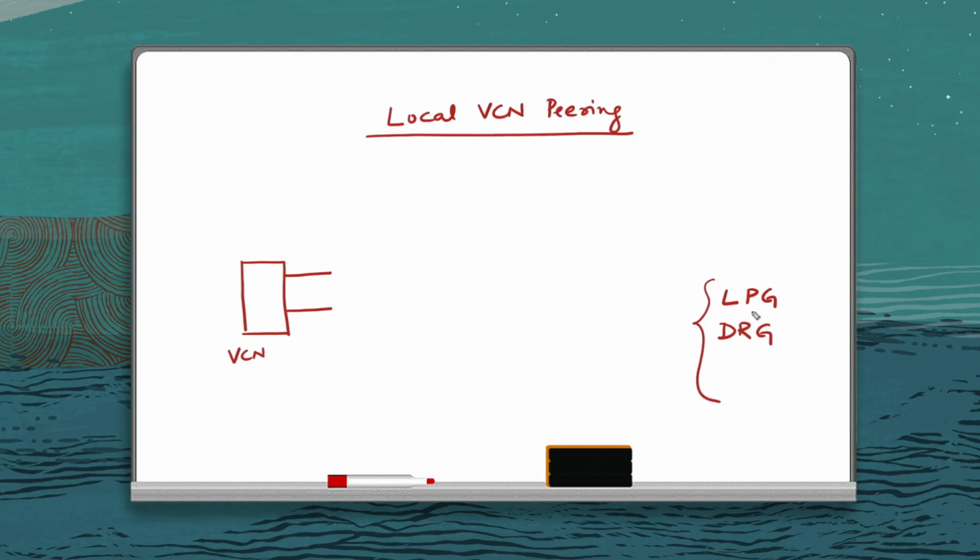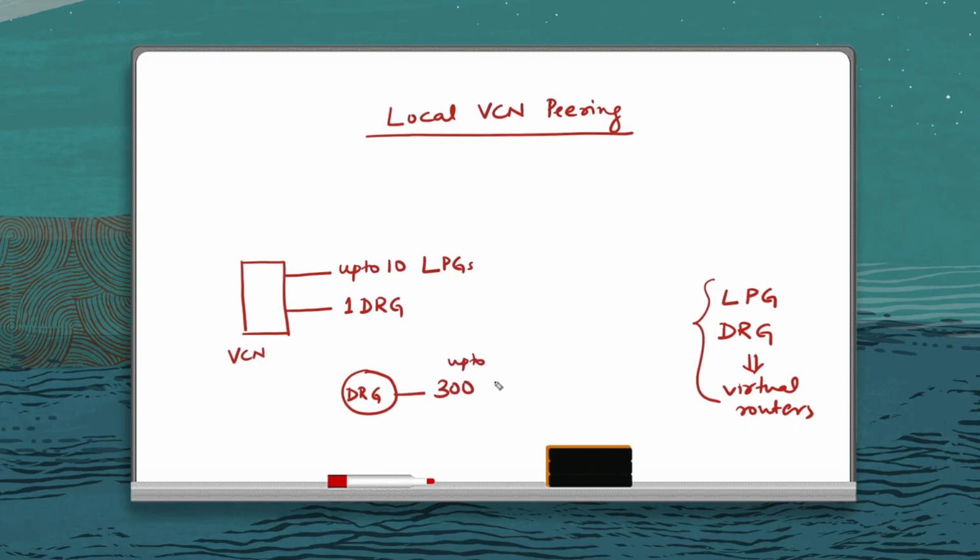But as of now, understand that these are nothing but virtual routers. So in a VCN, you can have up to 10 local peering gateways, and you can attach one VCN with one dynamic routing gateway. But if there is a dynamic routing gateway, you can have up to 300 VCN attachments.